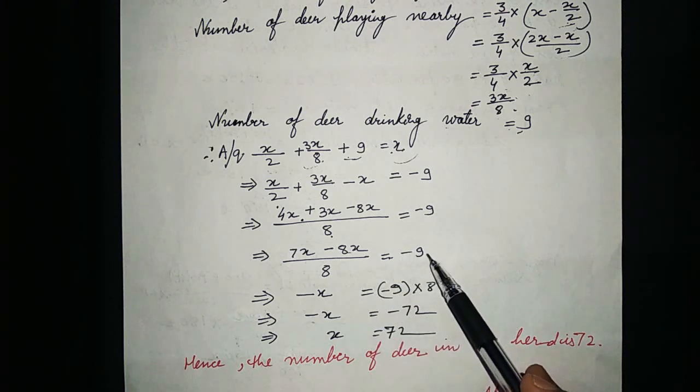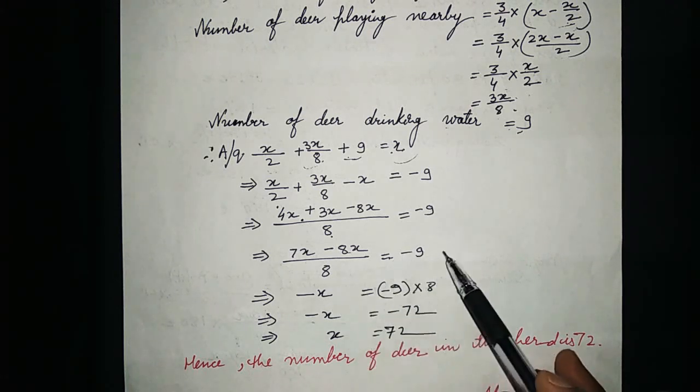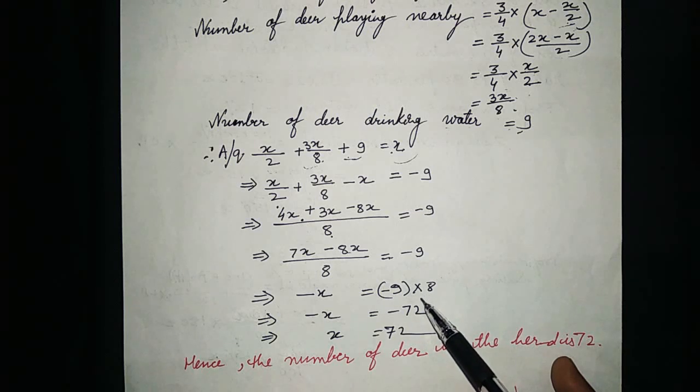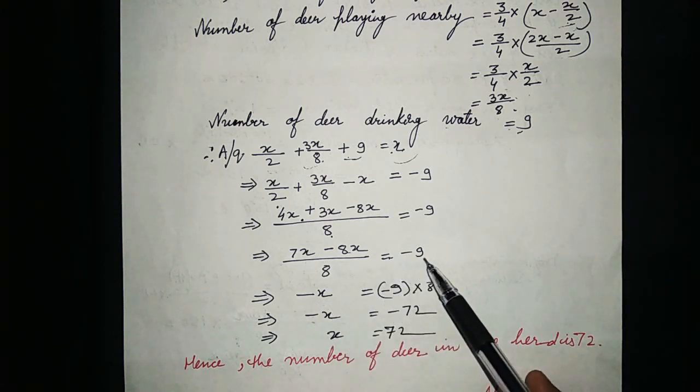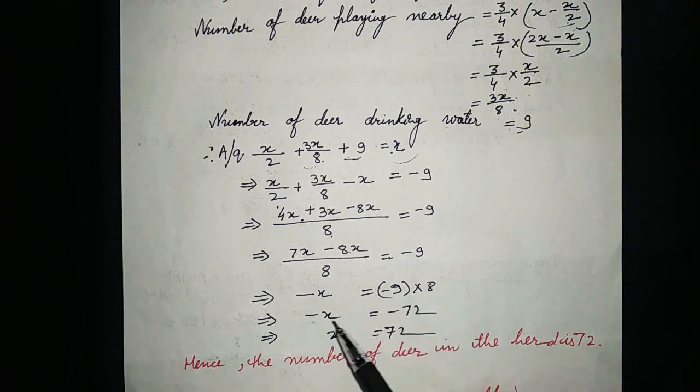Now in the next step, this 8 which is in division, we will transpose from the left hand side to the right hand side. So this 8 will come in multiplication here. And 7x minus 8x, what will come? Minus x. Minus x is equal to minus 9 into 8, which is minus 72. If minus x is equal to minus 72, it means x is equal to 72. And this is the number of deer in the herd, 72.